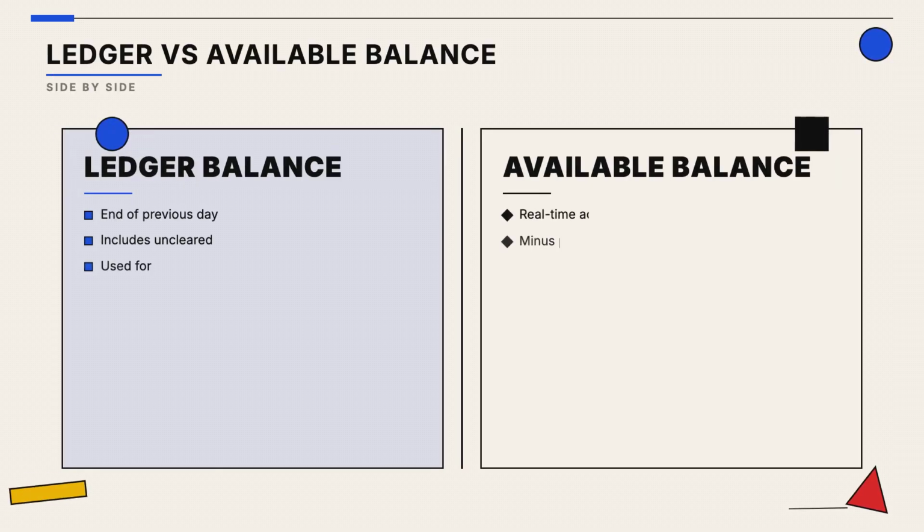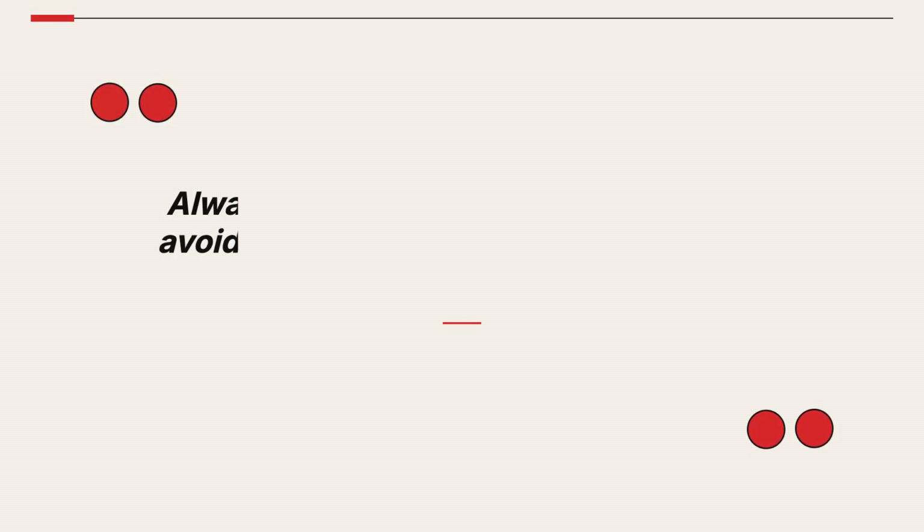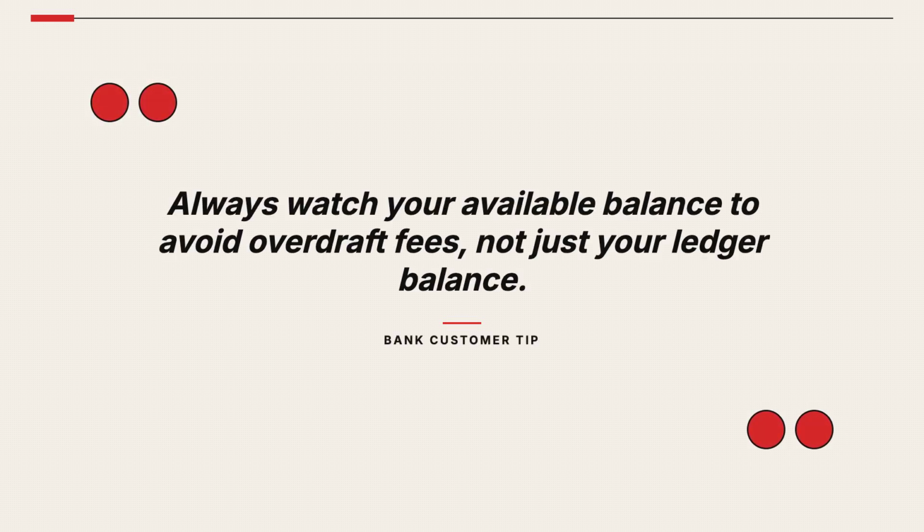The ledger balance is for record keeping, while your available balance is the actual amount you are free to spend right now. Banks use the ledger balance to calculate interest or check for account fees because it offers a stable, fixed point for the day. The most important takeaway is to distinguish between the two, so you never accidentally spend money that hasn't cleared yet.